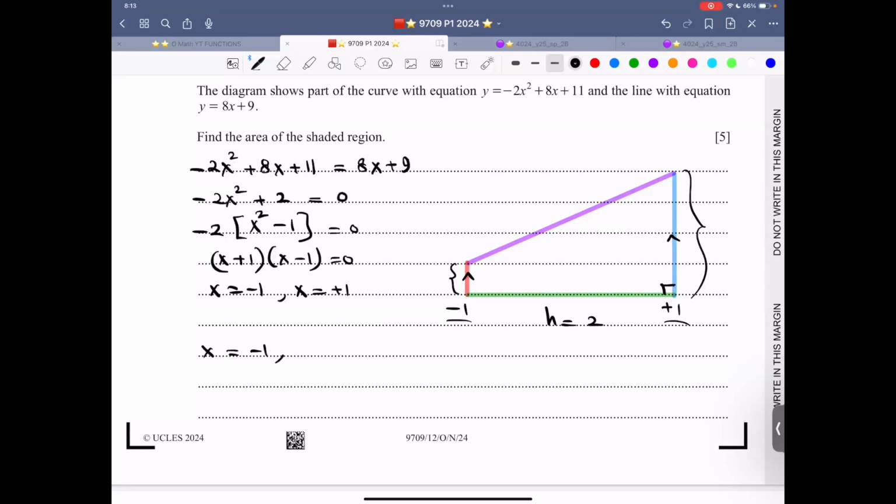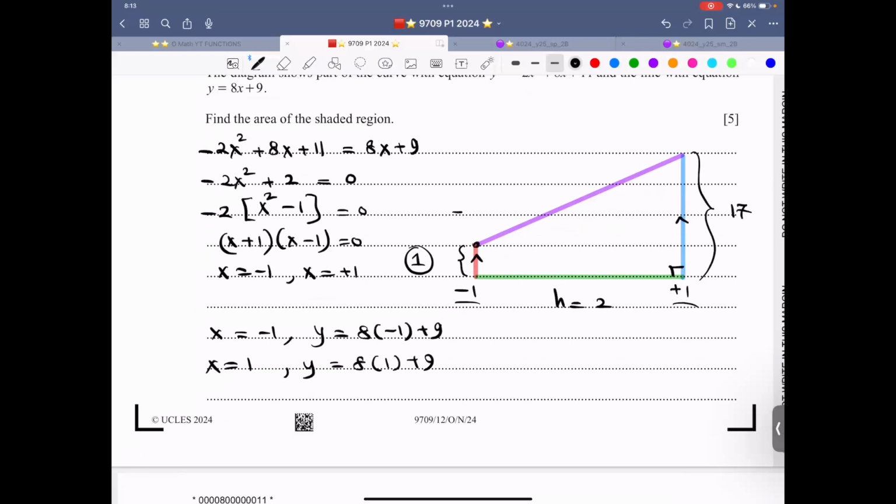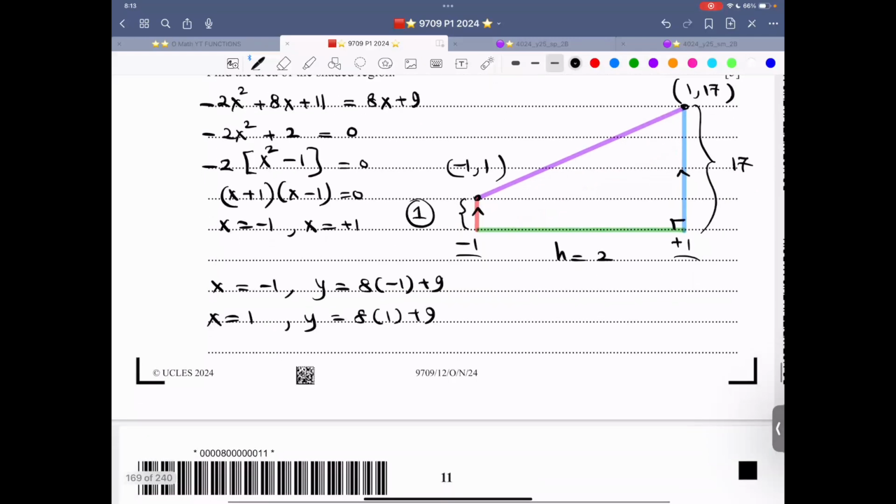When x is negative 1, y is 8 into negative 1 plus 9. That is 1 unit. So this is 1 over here. When x is positive 1, y is 8 into 1 plus 9. 8 plus 9 is 17. So that is right over here. So basically, the coordinates are minus 1, 1, and this coordinate is 1, 17. Got the idea?